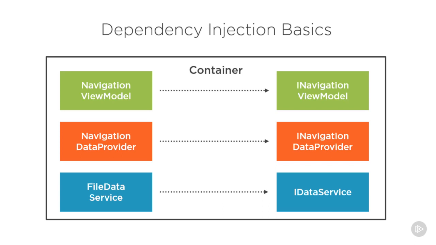And so you can ask the container to create, for example, an iNavigation view model for you. It will know that it has to create a new instance of the navigation view model class. And it will also see that the navigation view model's constructor requires an iNavigation data provider. And so it will resolve all the dependencies in that chain.